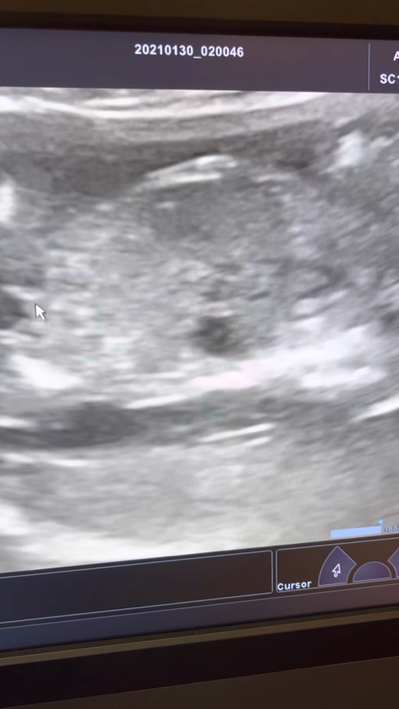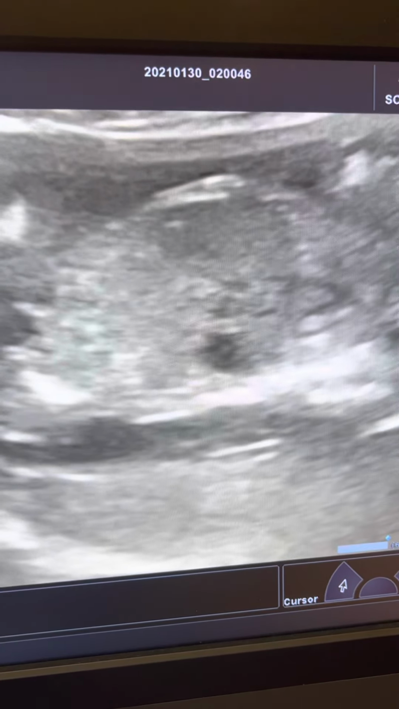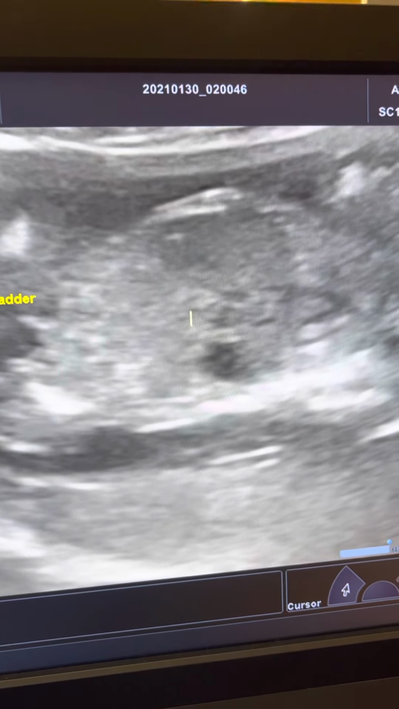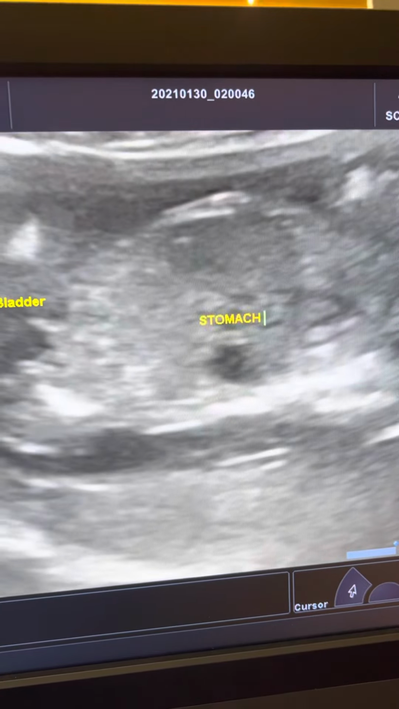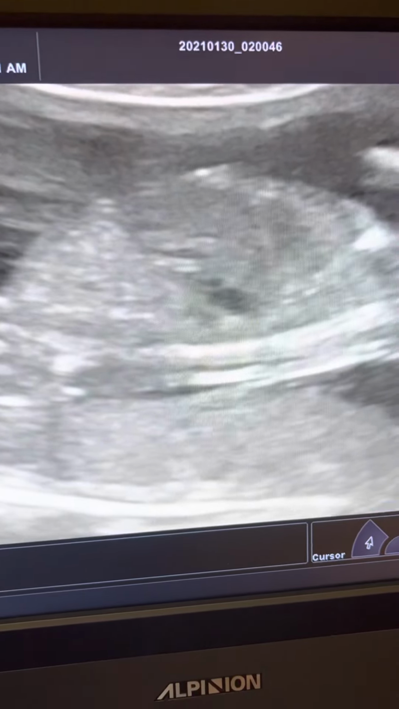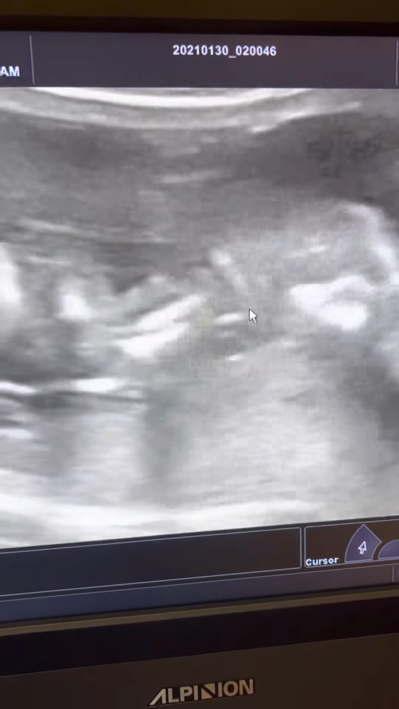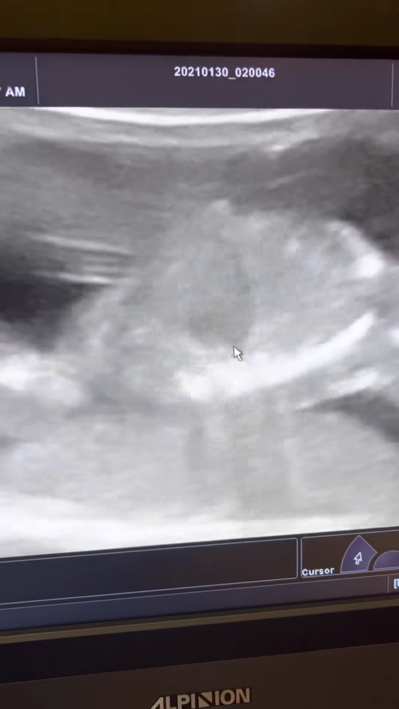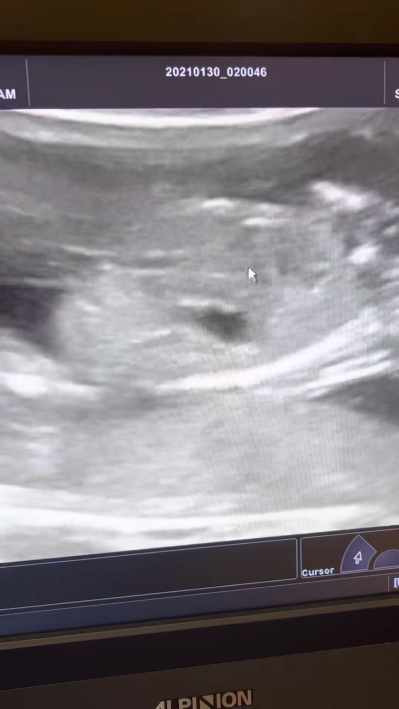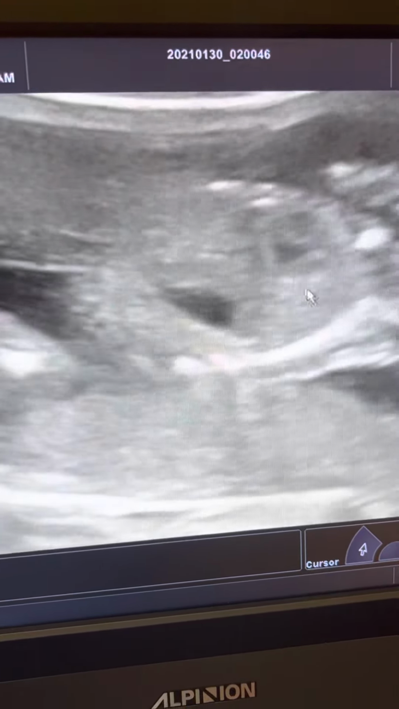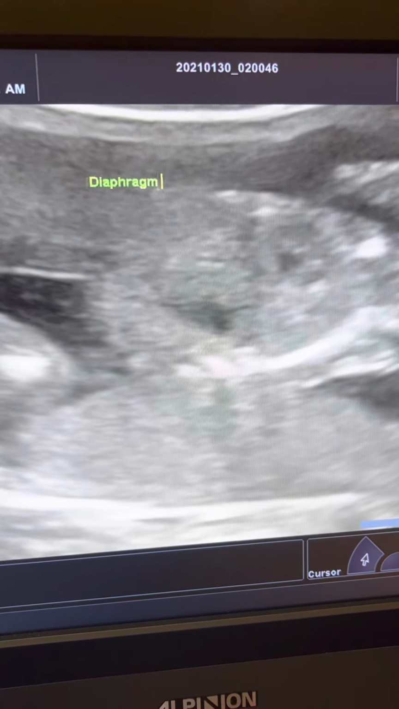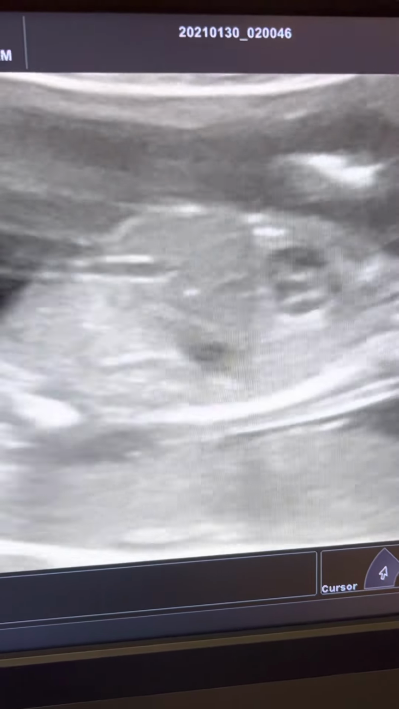Here we can see the urinary bladder and the stomach. The bladder here, the stomach here. We see the diaphragm as a line here. Of course, the stomach should be lower than the diaphragm, not in the chest area. So we have the diaphragm here.